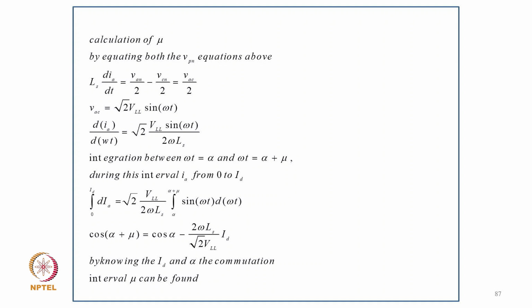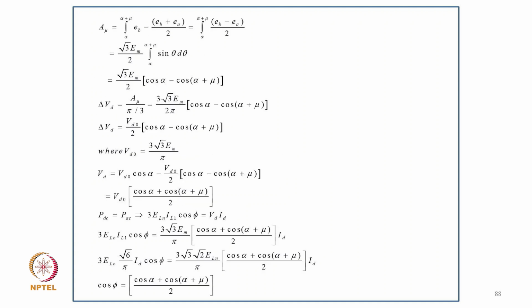So during the interval IA goes from 0 to ID, it becomes the integral from 0 to ID of di equal to root 2 VLL upon 2 omega LS, integral from alpha to alpha plus mu of sin omega t d omega t, and cos(alpha plus mu) equals cos alpha minus 2 omega LS upon root 2 VLL into ID. And by knowing ID and alpha, the commutation interval mu can be found out.